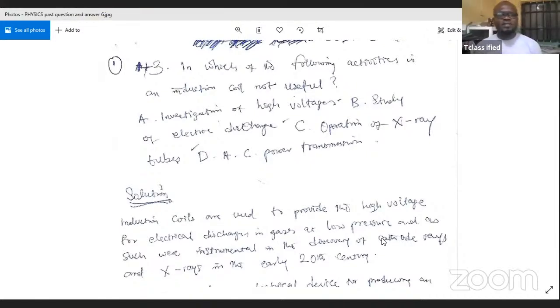In which of the following activities is an induction coil not useful? A, investigation of high voltages. B, study of electric discharge. C, operation of X-ray tube. D, AC power transmission.